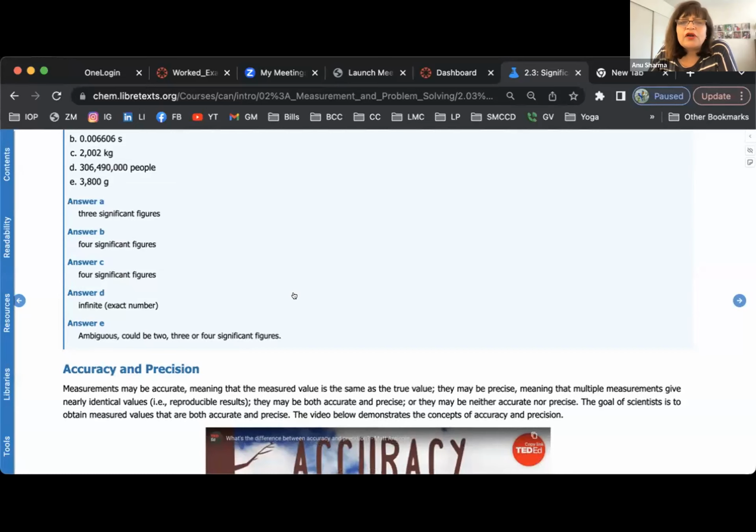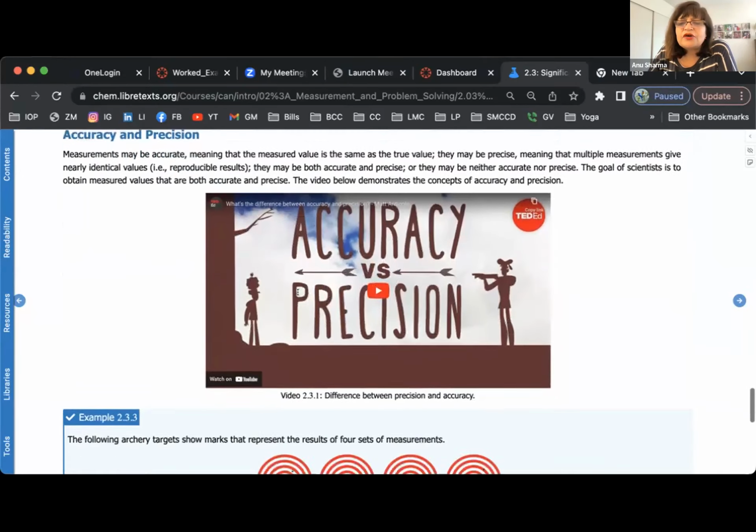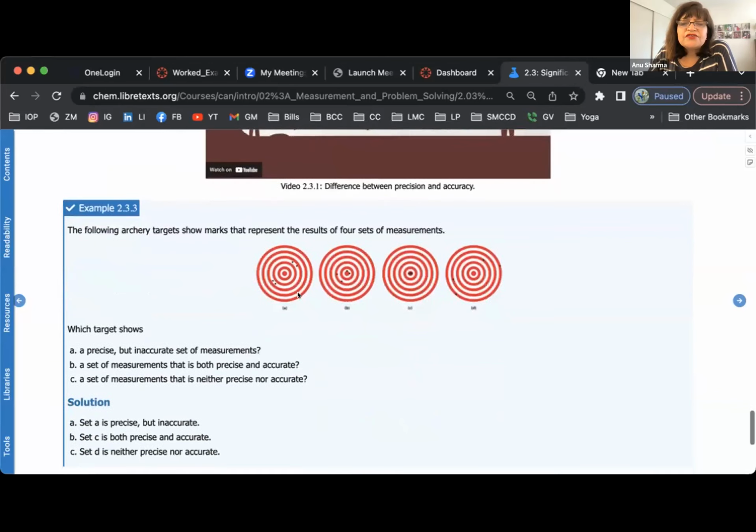Okay, so for all exact numbers, it's like that. So we talked about accuracy and precision. Here, if you look at this, the center is the true value. So if you have data points that do not match the true value, but they are still together in the same range, this means that the first one is precise.